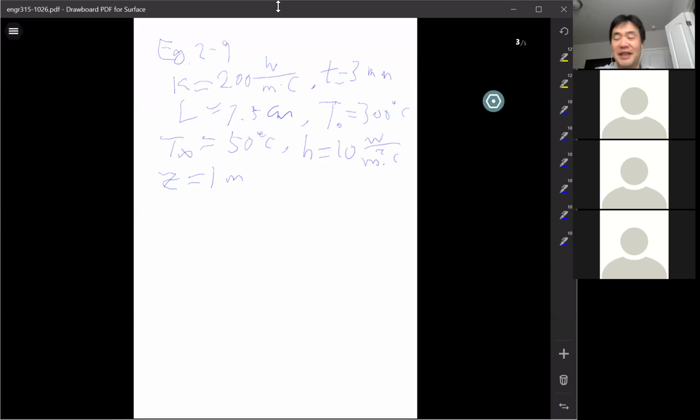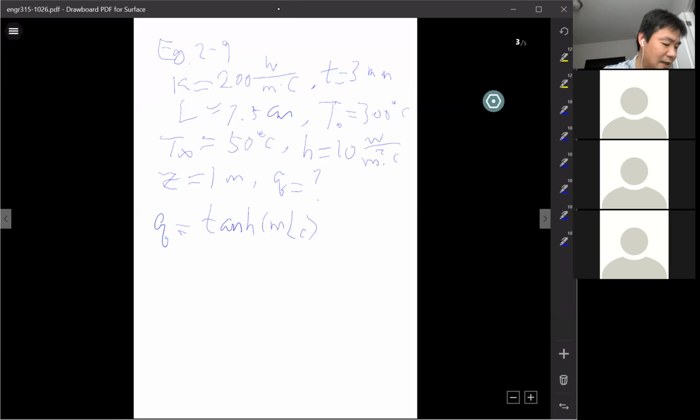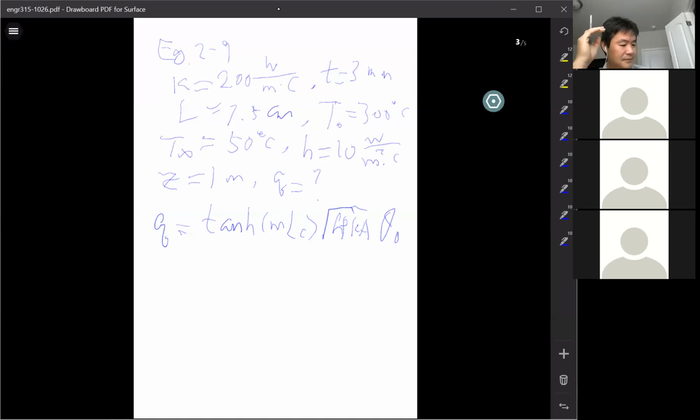He picked case 3. Look at the equation here. He picked the Q. Q is what we want to find out. Q equals tanh, hyperbolic tangent, mLc. Notice he already put the Lc there, right? Square root of hPkA times theta 0. Look at your notes. Double check, is this equation for case 3? Sure is. Yeah, it is.